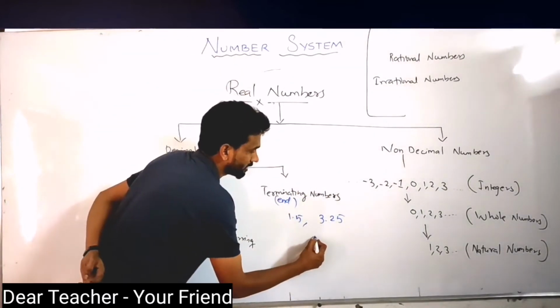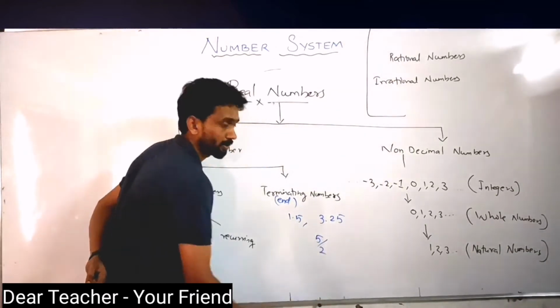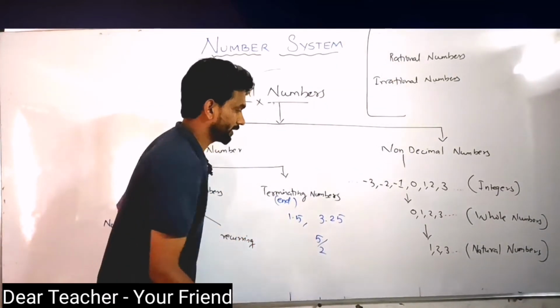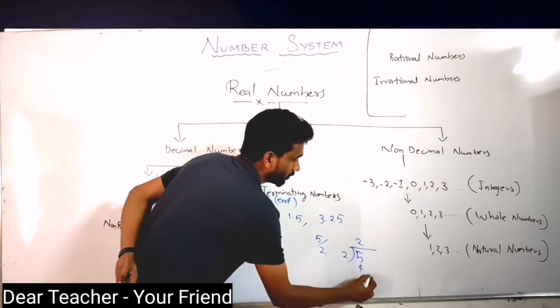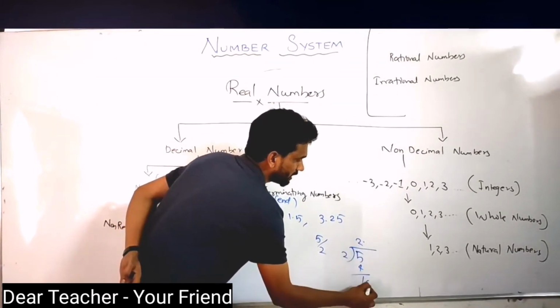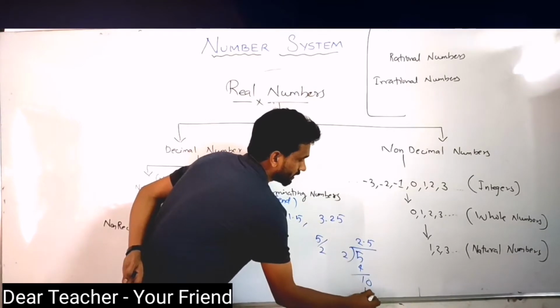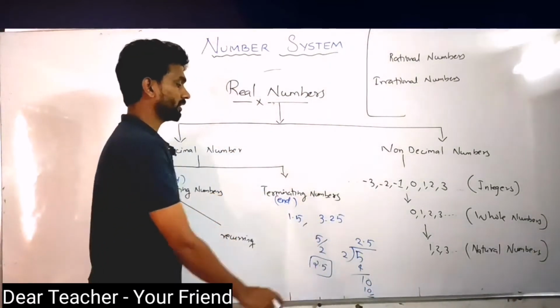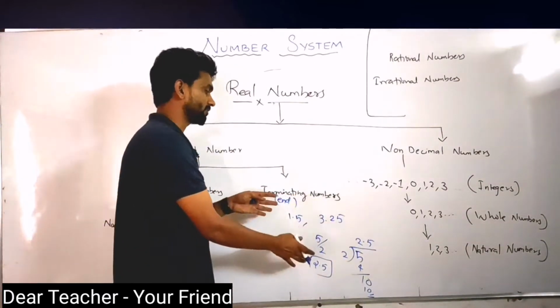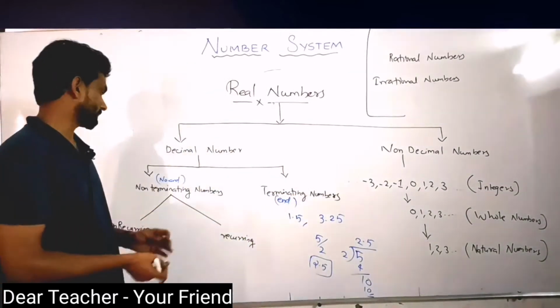For example, I will show you one fraction, 5 upon 2. Okay, 5 divided by 2. We know whenever 5 is divided by 2, we will get 2, 2 2s are 4. The remainder 1, decimal, 10. 5 2s are 10. Okay, so the result is 2.5. It is terminating decimal. Every fraction we can rewrite as decimals.